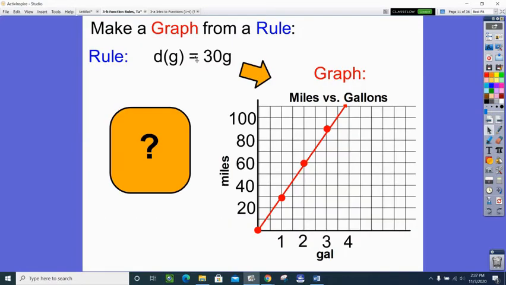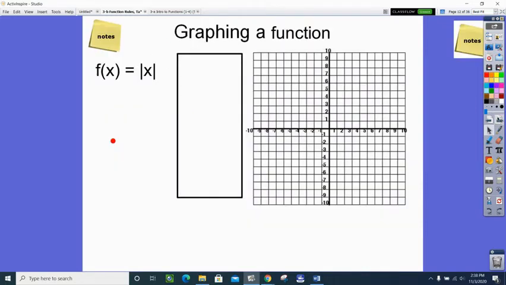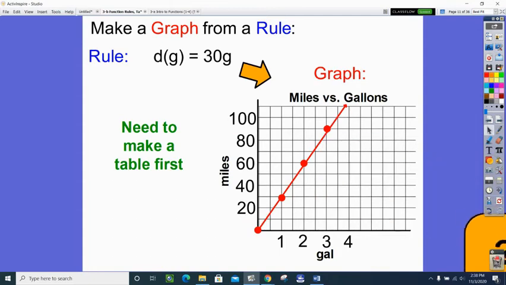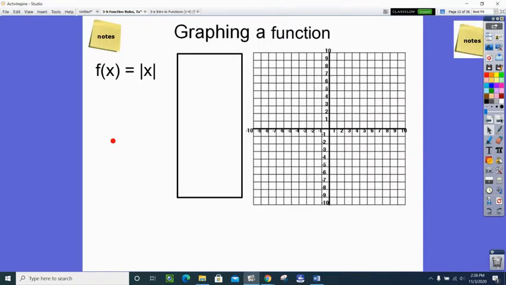All right, so now, how do you go from a rule to a graph? Well, the answer is, whoops, I forgot to uncover this. The answer is that we're going to go through a table. So you get a function rule, you make a table, and then you're going to do the graph, much like we just did. So let's say that you've got to graph this absolute value function. This is something we actually talked about just a little while ago. So I want to graph this guy.